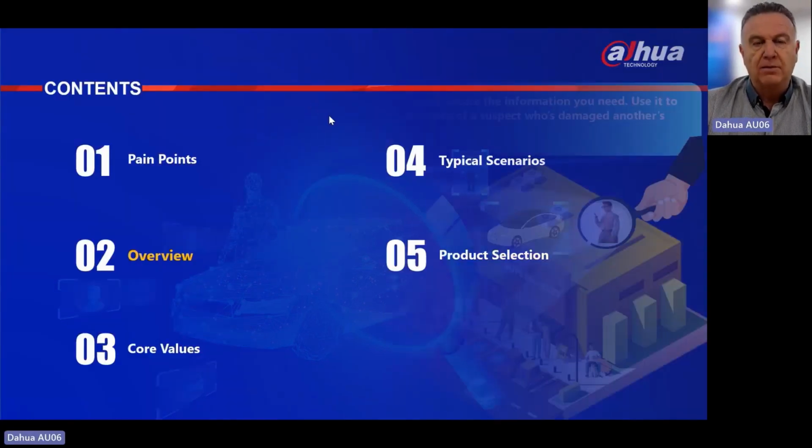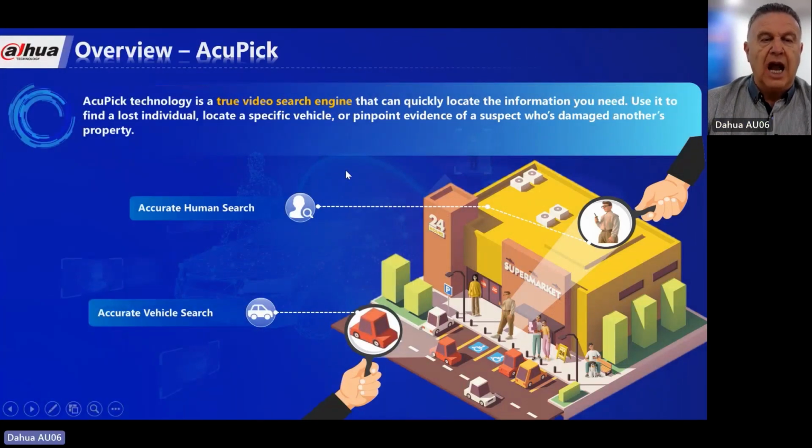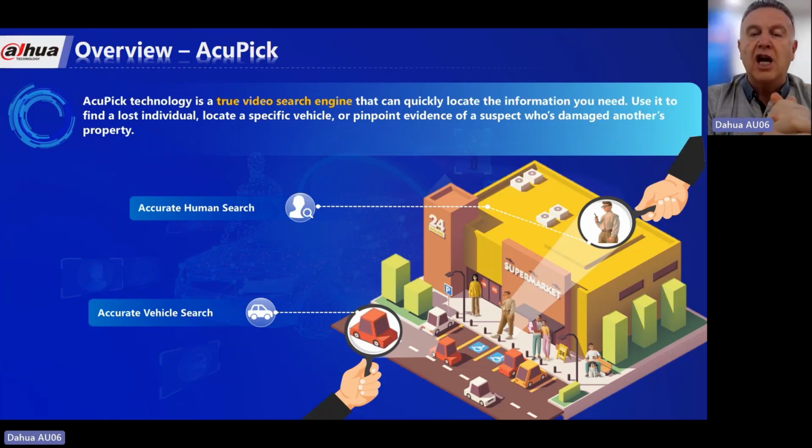The overview. So, AcuPick technology is a true video search engine that can quickly locate information you need. You can use it to find a lost individual, locate a specific vehicle, pinpoint evidence of a suspect who's damaged another's property, some sort of intrusion. There is accurate human search. There is accurate vehicle search in the window.